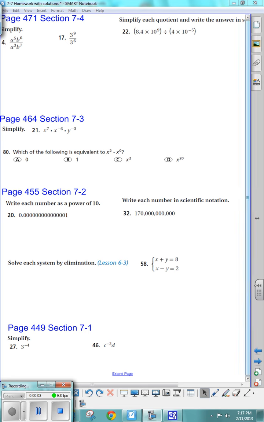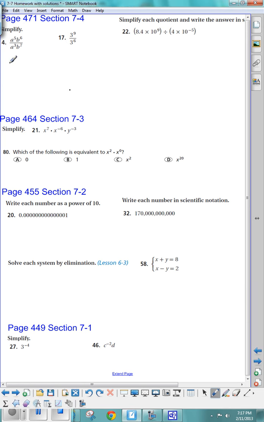For number 4, when you divide like terms, you subtract exponents. So if I'm going to do a to the 5th divided by a cubed, it's a to the 5 minus 3. Then for the b's, you subtract 6 minus 7. So that gives me a squared. 6 minus 7 is negative 1, so b to the negative 1.